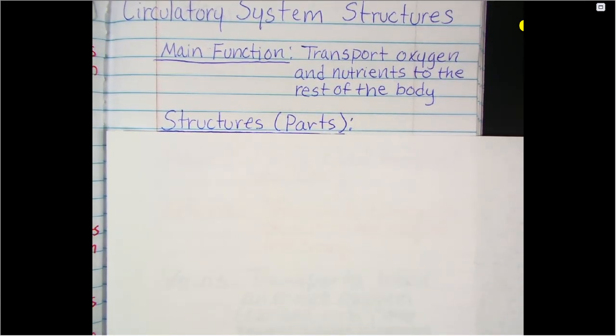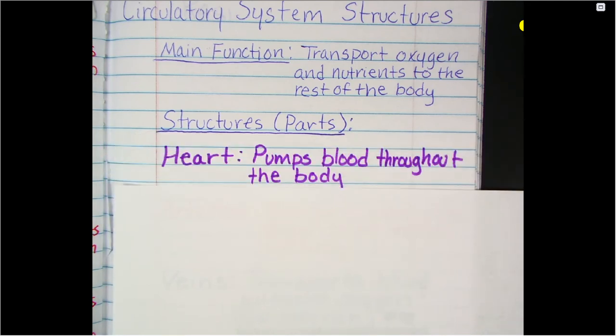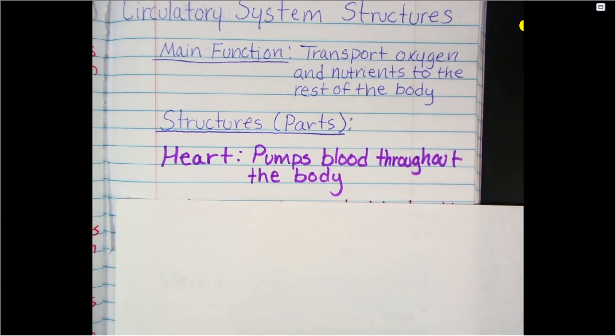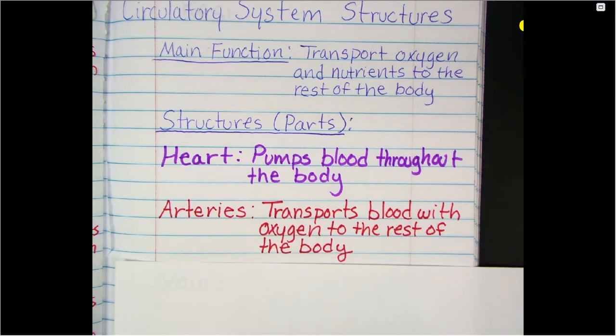So let's see, our first structure that we had mentioned yesterday was a heart. And what the heart does, it pumps, right, the blood throughout the rest of the body. Okay. Then we also mentioned the arteries. Now the arteries are where the blood with the oxygen is transported to the rest of the body. So the blood that is carrying the oxygen goes through the arteries and gets transported out to the rest of the body.